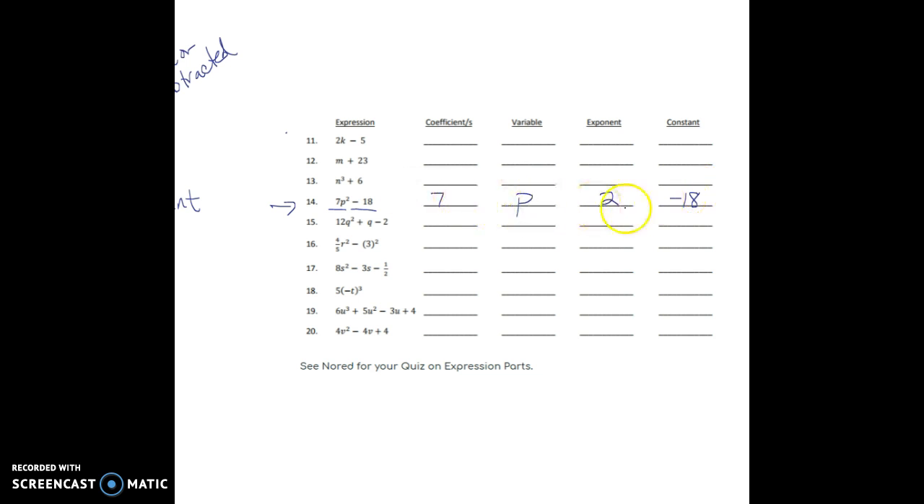If I didn't have any of those things, I would write none. Okay? If I don't have it, I write none. Like the first row doesn't have an exponent, right? So I would write none.